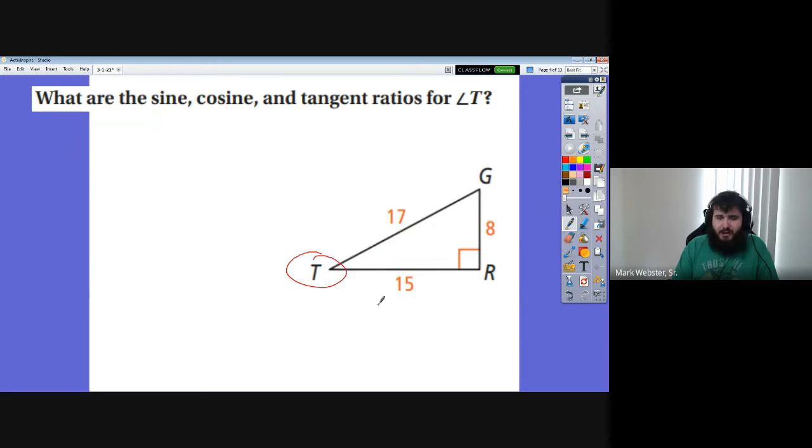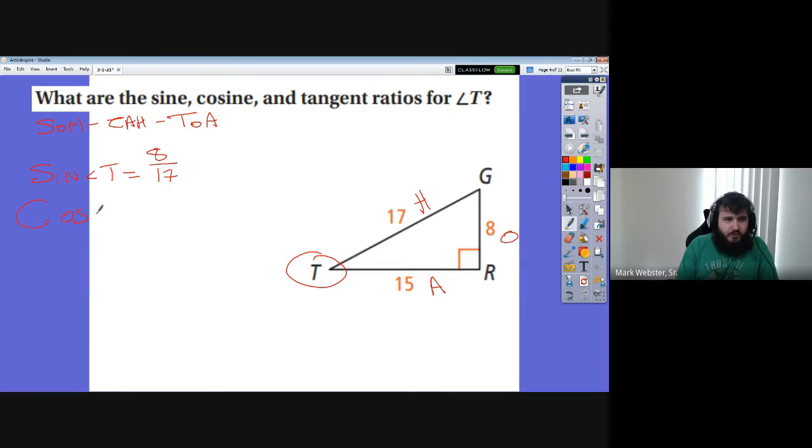Well, here's my angle T, right? So the opposite side's over here, the adjacent side's over here, and the hypotenuse side is over here. So everything looks good so far. So let's do this. Let's write everything out. I'm going to put this down so I can remember. So what's the sine of angle T? Opposite over hypotenuse. So that's 8 over 17.